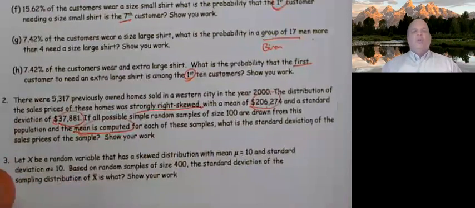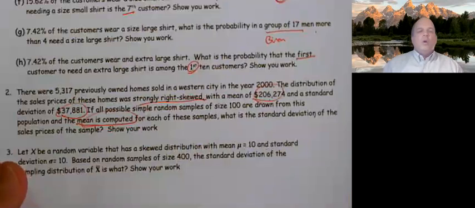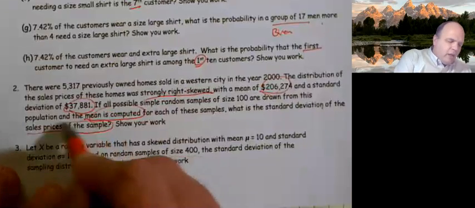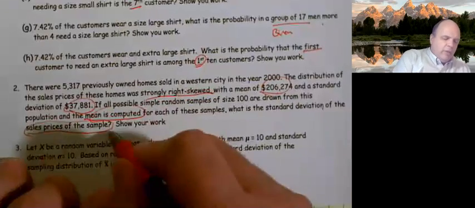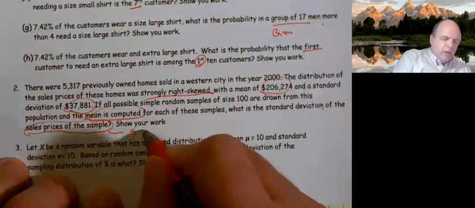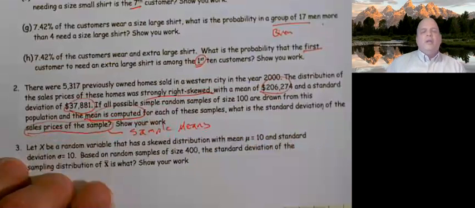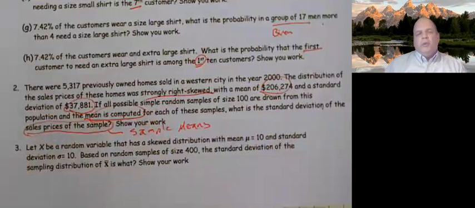Show your work. Ooh, this one, they really messed you up. Sale prices of the sample. That says sample. It does not say sample means or the sampling distribution of the X bars. It doesn't say sample means. It doesn't say sampling distribution of the means or averages.